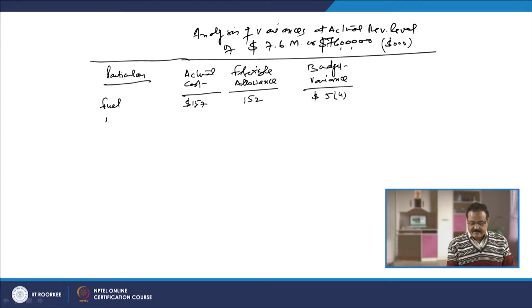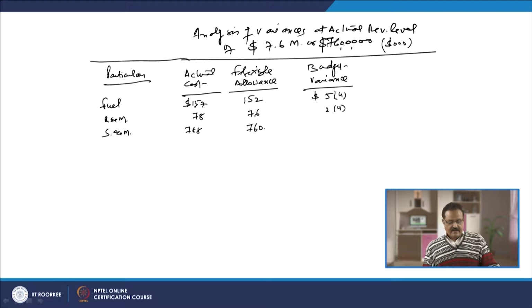Then we talk about the repair and maintenance, R&M. What is the actual cost of the repair and maintenance at the 76 lakhs of revenue? That is 78,000. What should have been the cost? The cost should have been $76,000, and there is a variance of $2,000, and this variance is again unfavorable, right. Then you talk about the supplies and maintenance. Actual cost is 788,000, should have been 760,000, and the variance we have found here is 28 unfavorable, right.